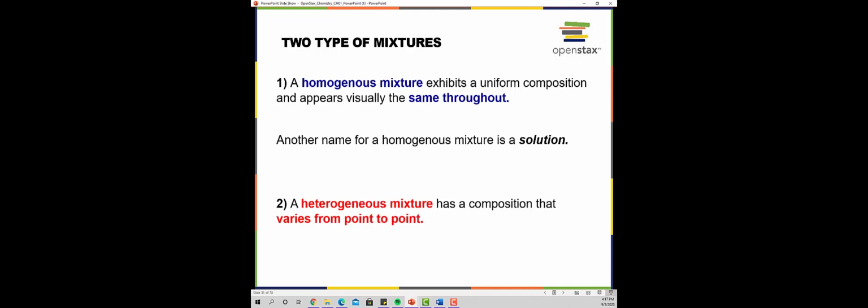When you have this drink and you take a sip from it, the first sip of your drink tastes the same as the last sip of your drink. All the sips taste the same. If something is evenly mixed up, then we call that homogeneous.